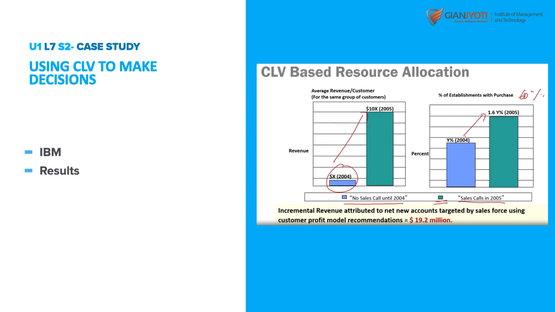So if it was 1, it became 1.6. So that means a 60% increase was there. So this is how you make use of CLV.